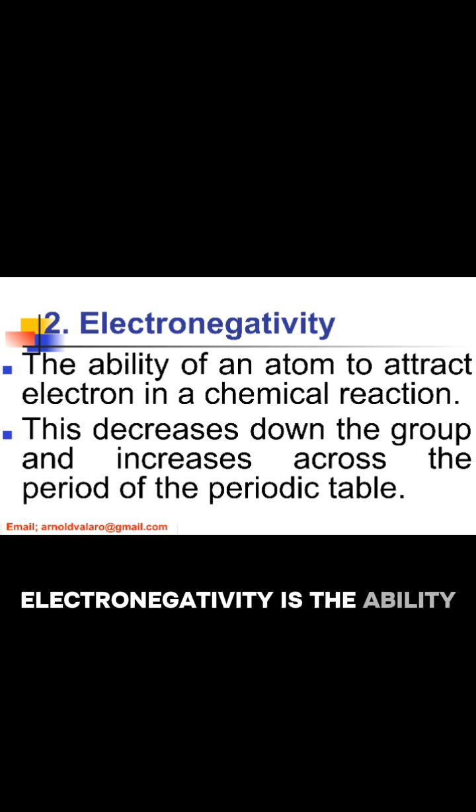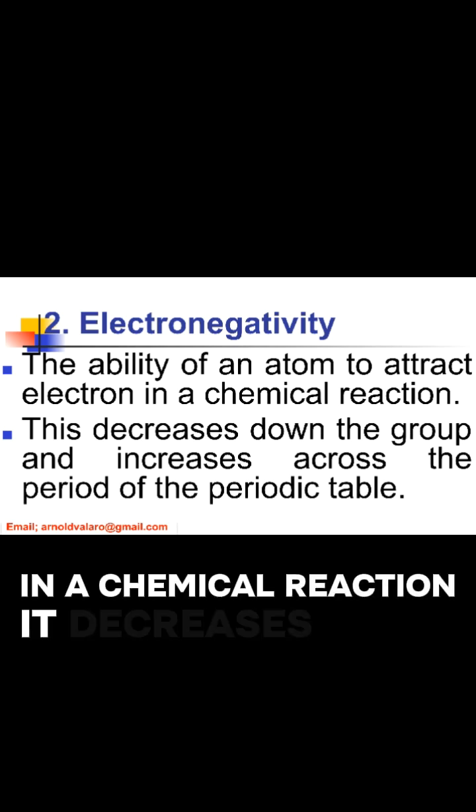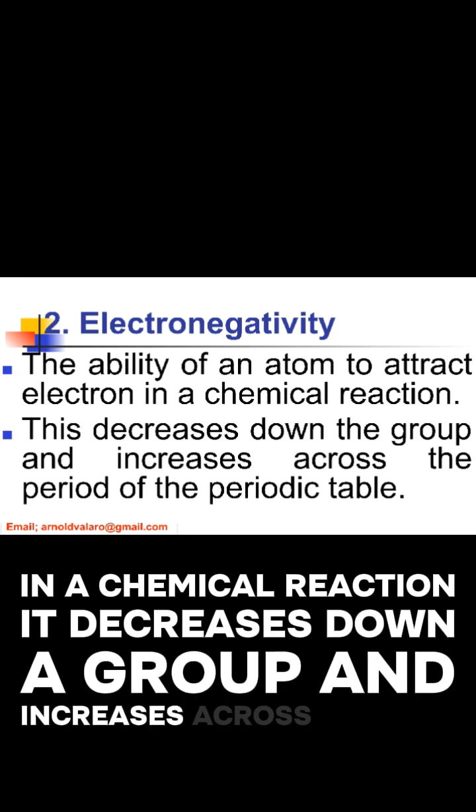Electronegativity is the ability of an atom to attract an electron in a chemical reaction. It decreases down a group and increases across a period. This graphic provides a simple illustration of electronegativity, showing an atom's tendency to attract a bonding pair of electrons.